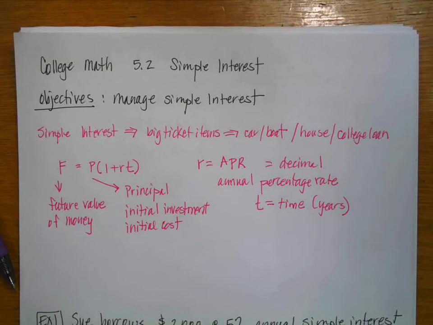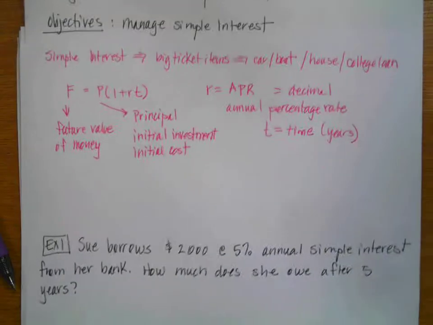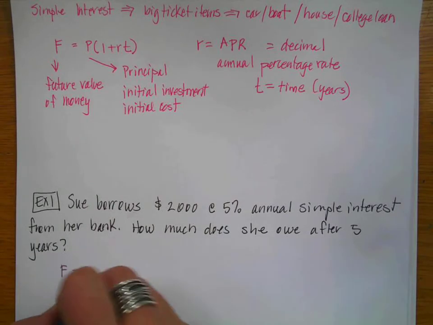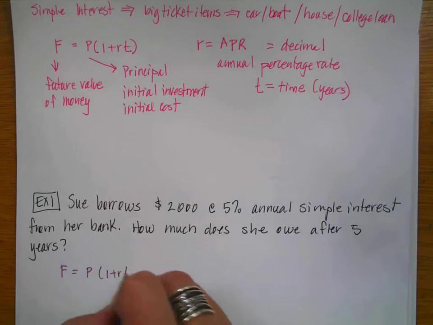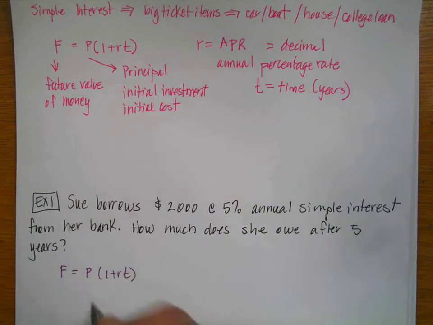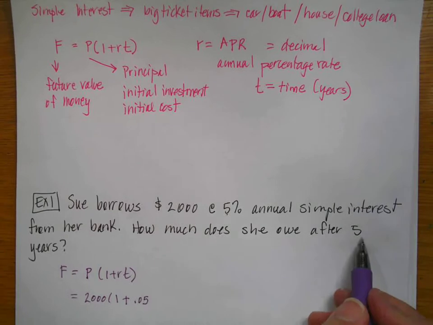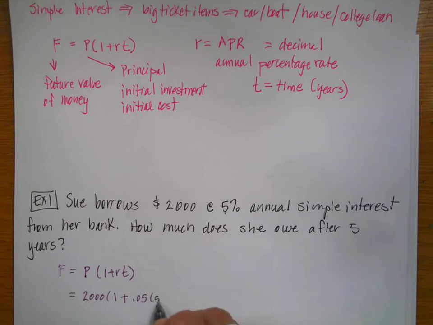So we're going to do a couple of examples where we work through some simple interest problems. So the first example that I have for us is Sue is going to borrow $2,000 at 5% annual simple interest, or her annual percentage rate, from her bank. How much does she owe after 5 years? So I'm going to use our formula. F is equal to P times 1 plus R times T. Remember that F is the future value. Her initial amount of money is $2,000. Here's the 1 plus her interest rate is 5%, so 0.05. And then she's going to borrow the money for 5 years.